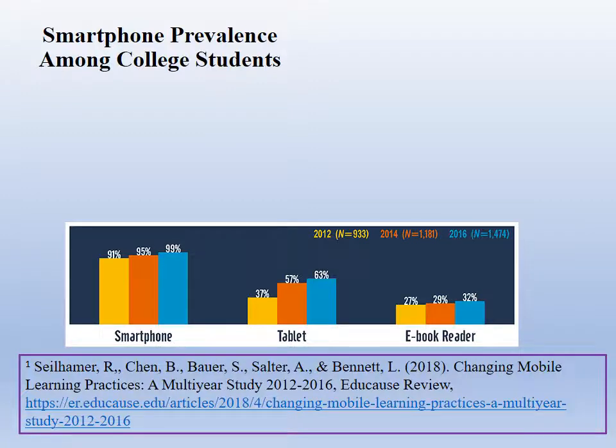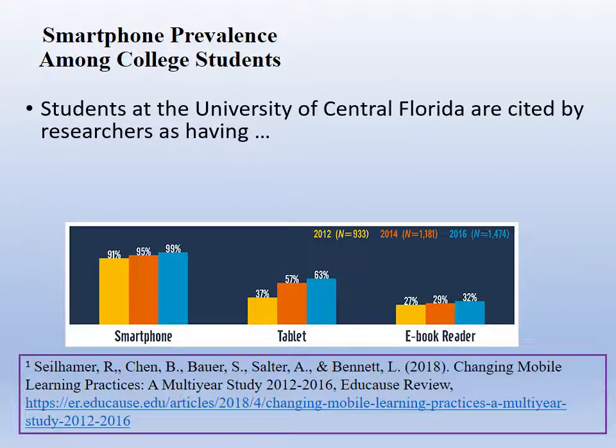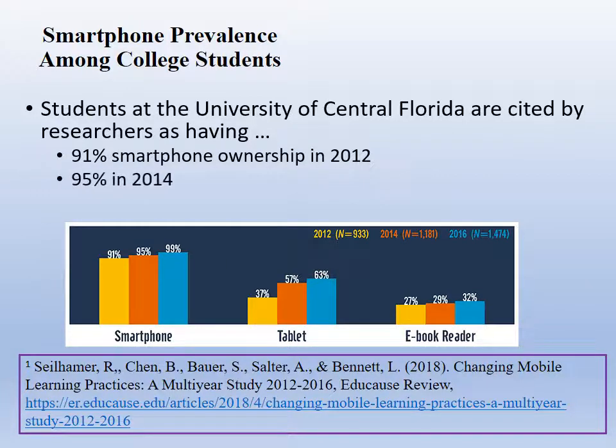Seelheimer et al. document this growth of smartphone abundance in multiple surveys of large numbers of students at the University of Central Florida, citing 91% smartphone ownership in 2012, 95% in 2014, and 99% in 2016. When one includes other mobile devices, laptops and tablets, the ownership of mobile devices among college students is very, very near 100%. And this is several years ago.